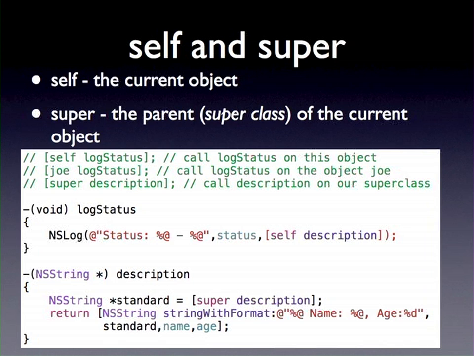This brings up the keywords self and super. When you are implementing a method, the word self is a special variable that refers to the current object. The word super is a variable that refers to your superclass. So, if you are in the person object and you want to send a message to yourself, the current object, you use the word self, as in self name or self log status. If you want to use something from the superclass, NSObject, you use the word super to refer to it.